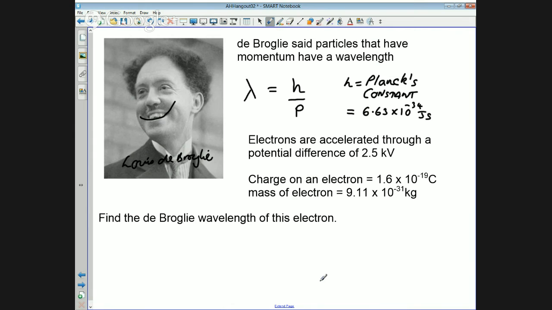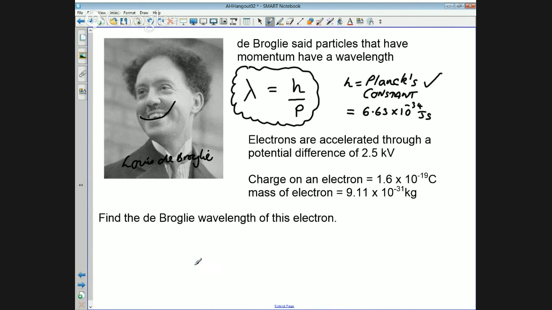But let's go to the problem here then. We know that de Broglie said the wavelength associated with the particle was equal to h divided by p. h is Planck's constant, which is 6.63 times 10 to the minus 34 joule seconds, and that these electrons will be accelerated through a potential difference of 2.5 kilovolts. So to find the wavelength, we have to find the momentum of the electrons first of all. And we're told the charge on the electron is this, and the mass of the electron is that.